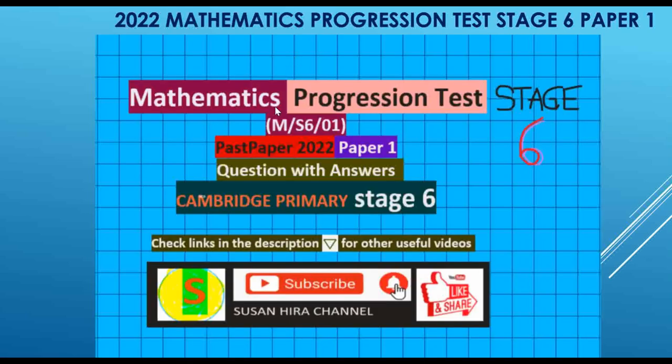So today we discussed the mathematics progression test for stage 6 with the past paper code M slash S6/01. It's the past paper 2022, paper 1 questions with answers for Cambridge Primary.